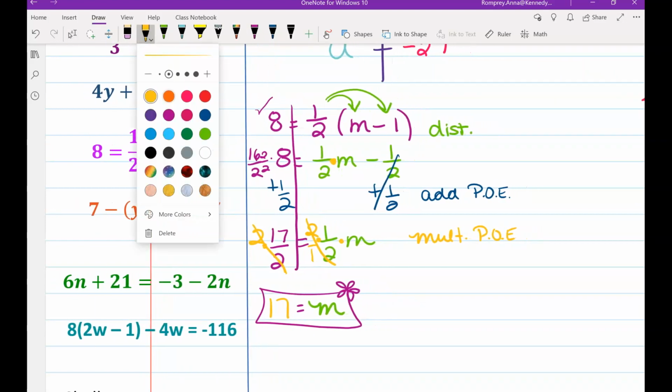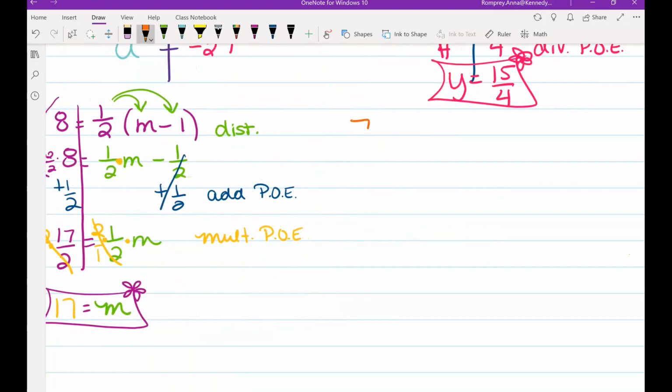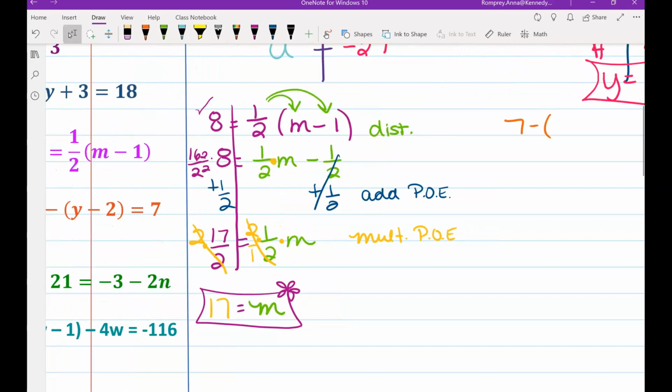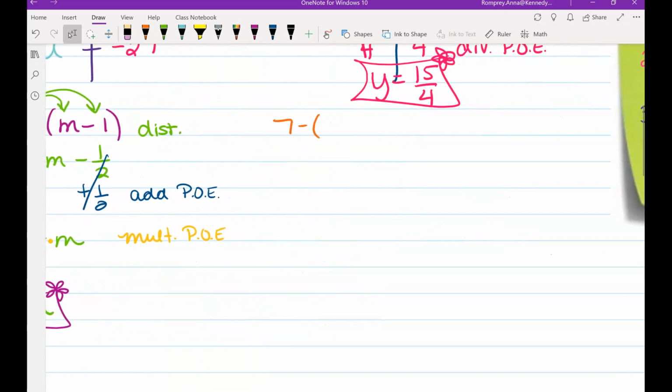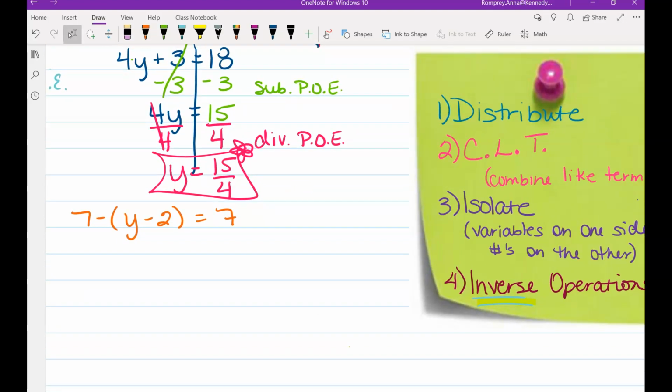Let's see, orange. So 7 minus the quantity, what was it? y minus 2? Yep. 7 minus the quantity y minus 2 equals 7. Okay, so let's come back to those steps. First thing I want to do is distribute. Now, what am I distributing? What is touching the parentheses? Just the negative sign. So what is that? Negative what?